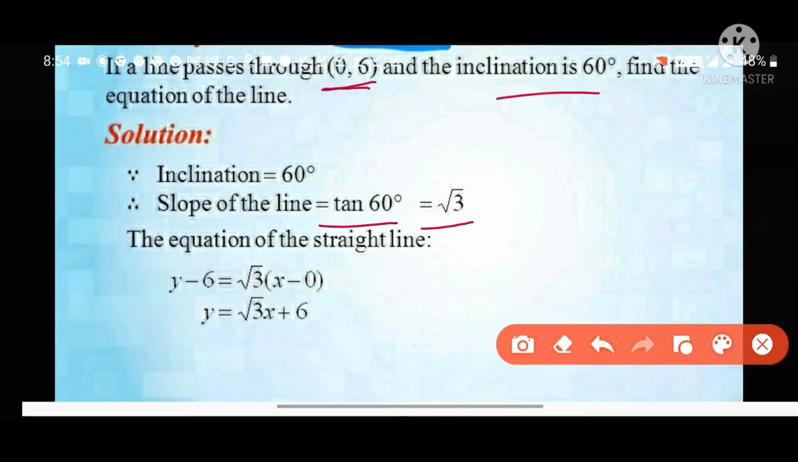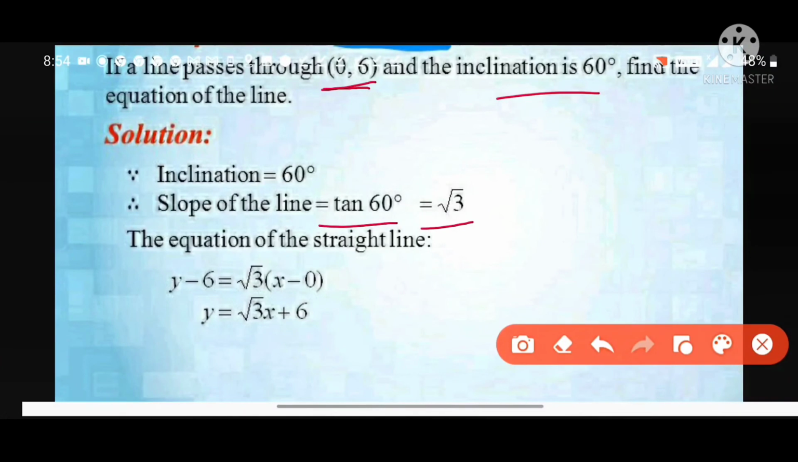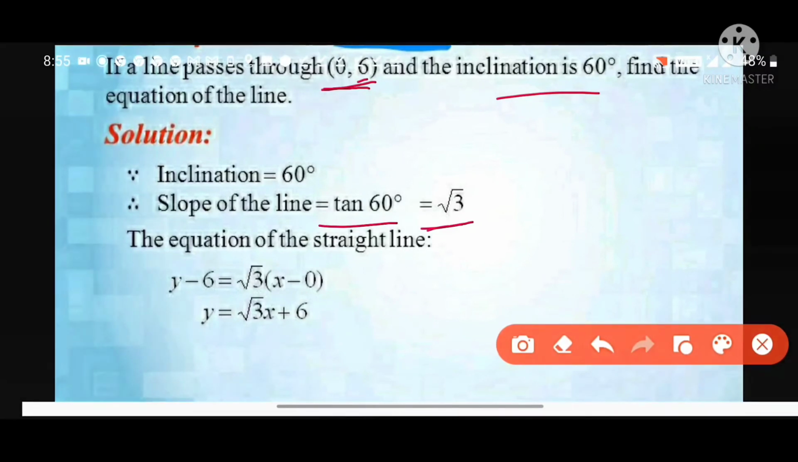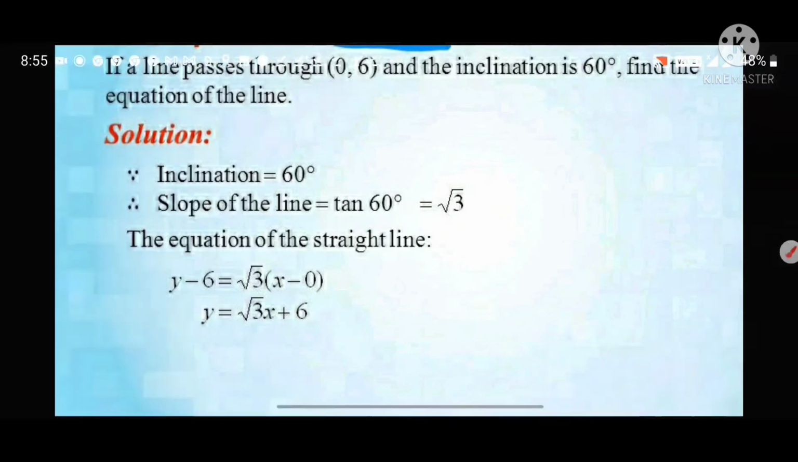By using point slope form, y minus y1, that is y minus 6, is equal to slope, that is √3, times x minus x1, which is equal to 0. And by solving this, we get y is equal to √3x plus 6.